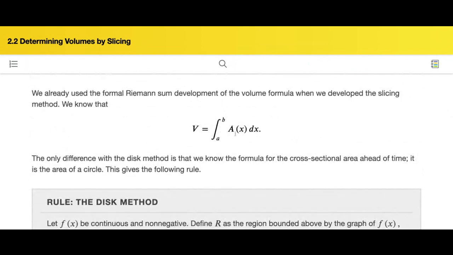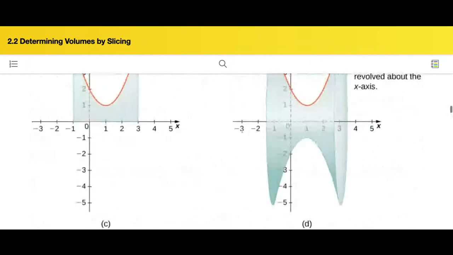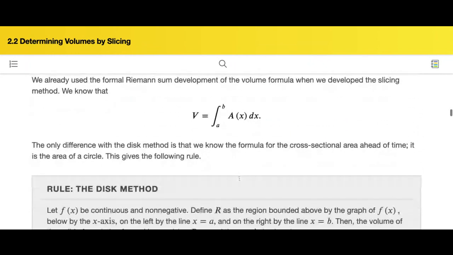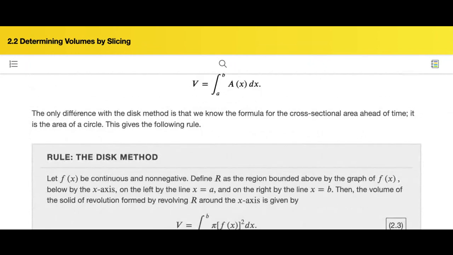So still the same thing, the volume equals cutting the x-axis from a to b into infinitely many pieces. In this case, from negative 1 to 3, cutting into infinitely many pieces. That's the integration dx. Then in the middle of the integrand is just the area of the disk. So the only difference with the disk method is that we know the formula for the cross-sectional area ahead of time. It is the area of a circle.